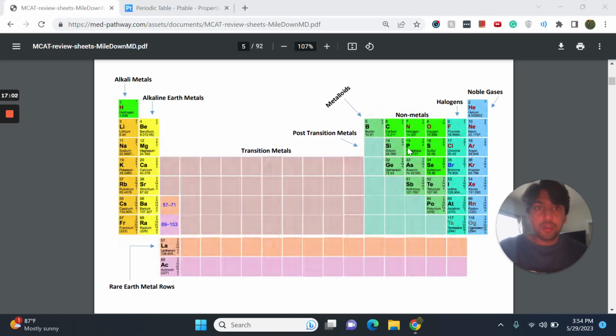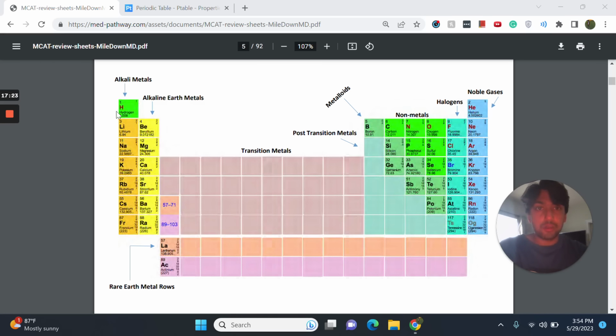I'm so sorry, erase what I just said. So these are all alkali metals, lithium through francium. The hydrogen is a non-metal. That's important to know. So everything in column 1 is an alkali metal except for hydrogen, which is a non-metal.